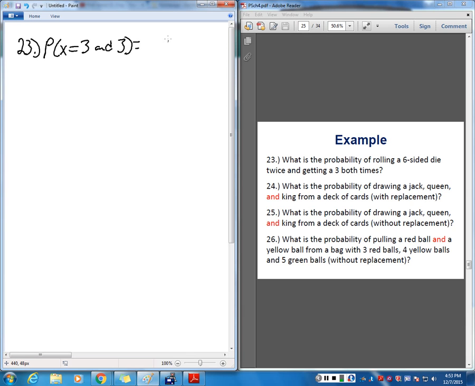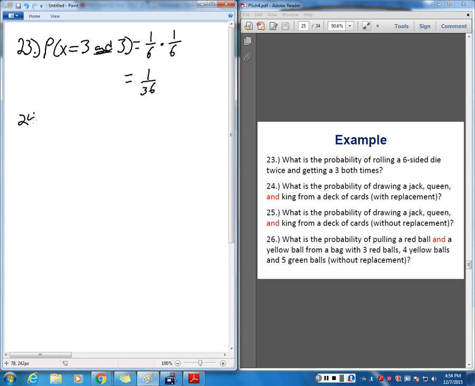Well, the first time I roll, how many sides have a 3 on them? One of them out of 6. And I'm going to use the multiplication rule. There's one side that has a 3 on it for the second roll. Does that change for the second roll? No. So 1 out of 6. When I multiply fractions, I multiply the top, multiply the bottom, I get 1/36 or its decimal equivalent.